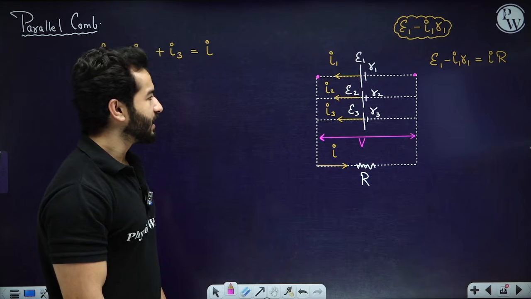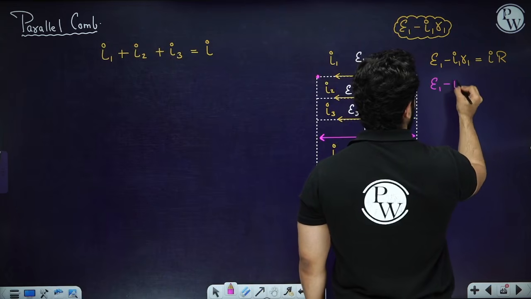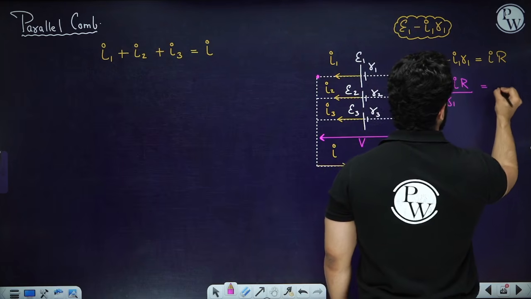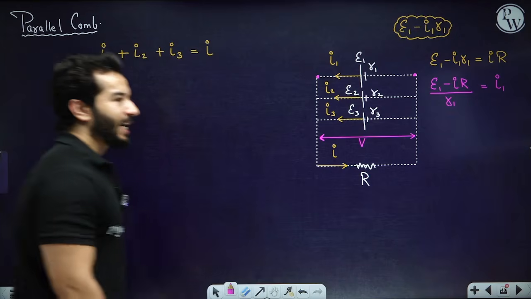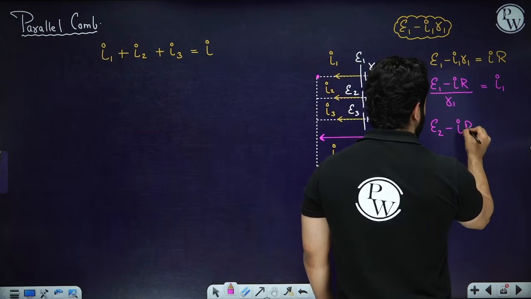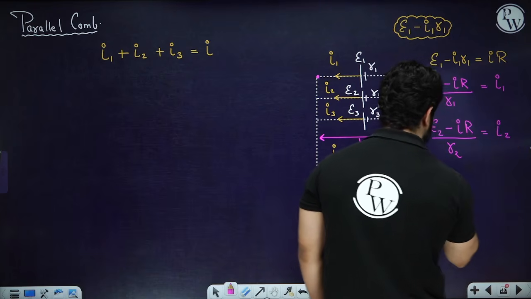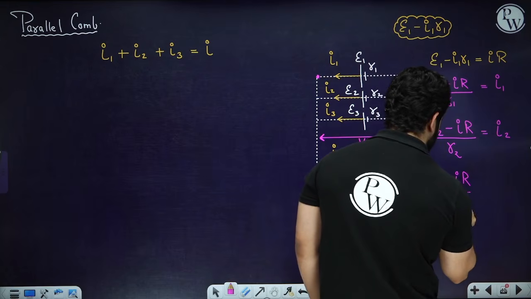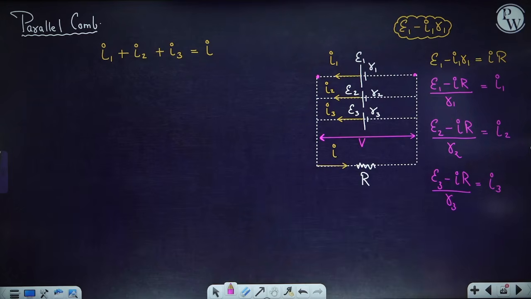Hopefully everything is clear till this point. So if this is the case, I can rewrite this as E1 minus IR divided by R1 equals I1. Please have a look. So can I similarly write E2 minus IR upon R2 is equal to I2, and E3 minus I into R divided by R3 equals I3? Please have a look. That's it. We'll add them up.